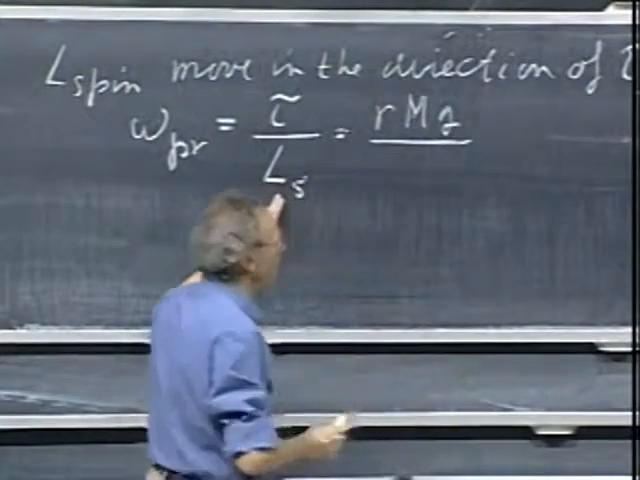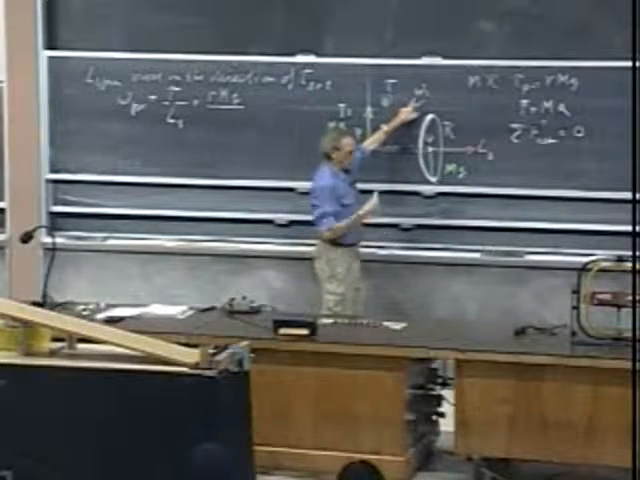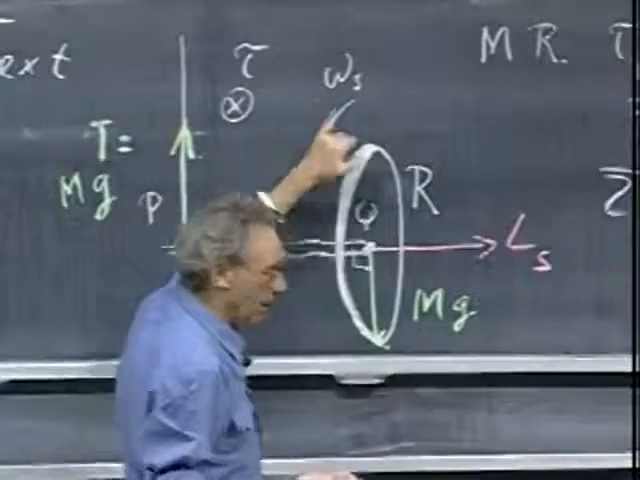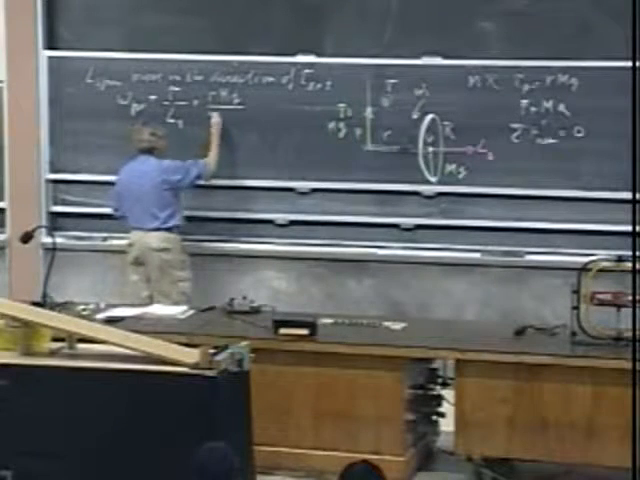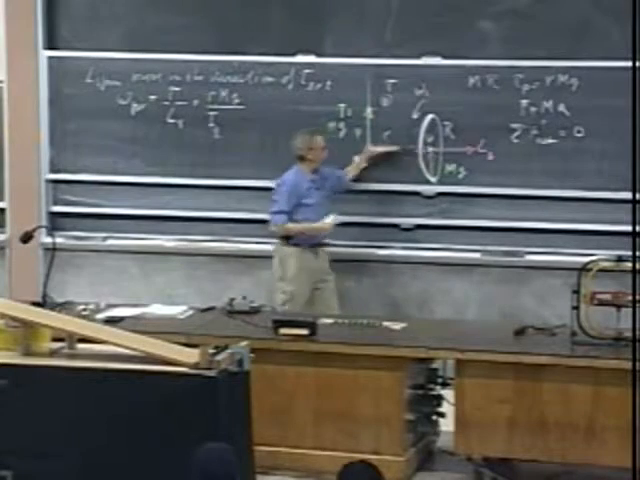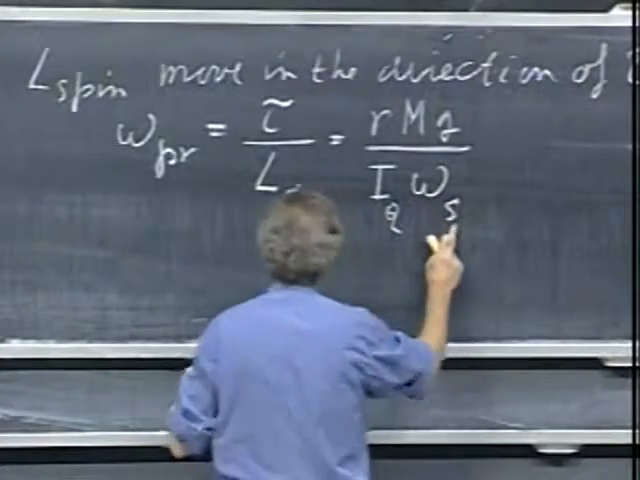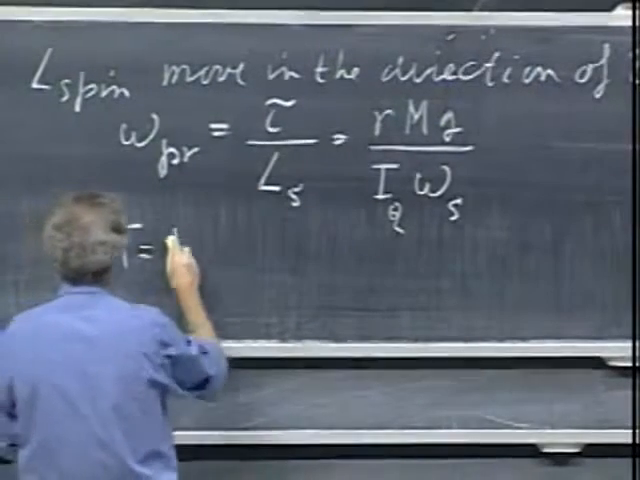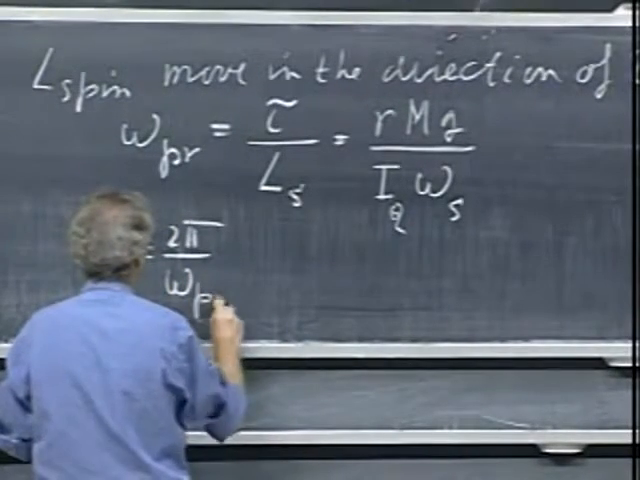and the spin angular momentum of this wheel, if it is rotating with angular velocity omega of s, would be I times omega. Remember, L is I times omega of a spinning wheel. So I have here I rotating about point Q, this is the axis of rotation, times omega of the spin. This is the spin, and this is the precession. And then the period of precession would be 2 pi divided by omega precession.